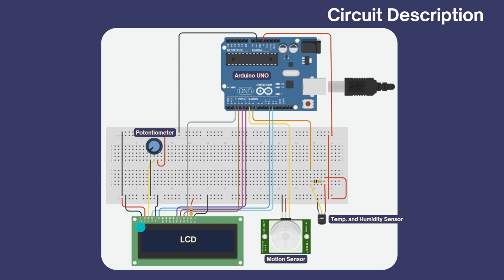This LCD has 3 ground connections, 2 power connections, and this connection connects to the potentiometer to control the contrast, and the 6 pins here connect to pins on this Arduino Uno. This motion sensor connects to pin 6 of the Arduino Uno, and this sensor connects to pin 7 here.